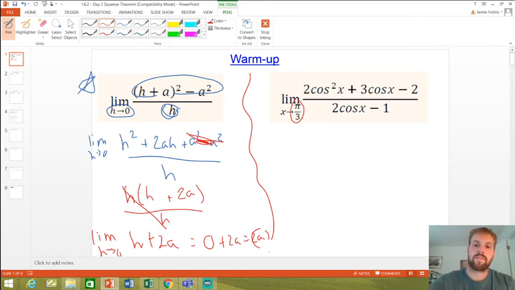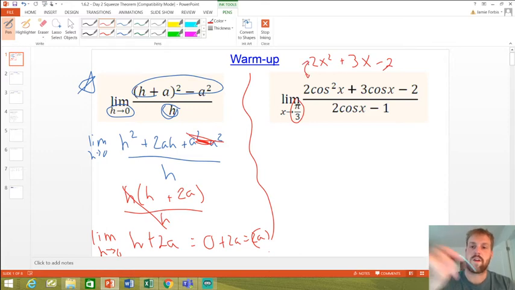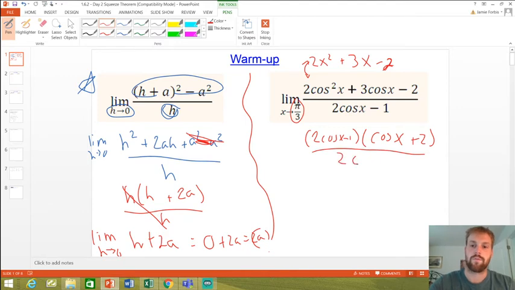Well, if you notice on top, we have something that looks pretty similar to 2x squared plus 3x minus 2. Those two look very similar, and they factor the same way. So if you feel good about factoring the top, you can factor the bottom. You can do bottoms up, you can do whatever method you want. And if you have trouble with factoring it, we can talk about it later. But it does factor to (2 cosine x minus 1)(cosine x plus 2) all over 2 cosine x minus 1. We still have the limit as x approaches pi over 3.